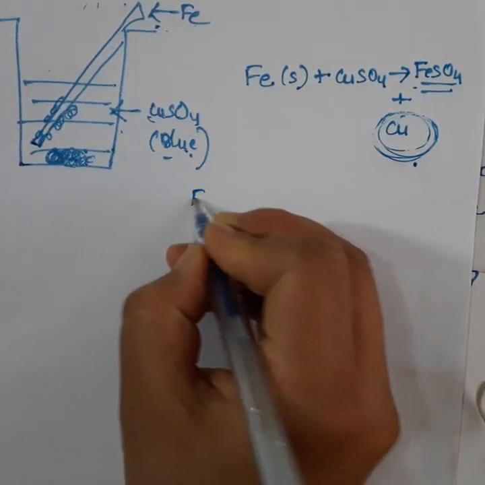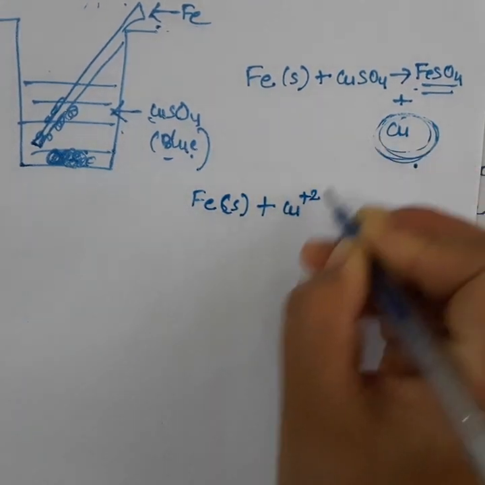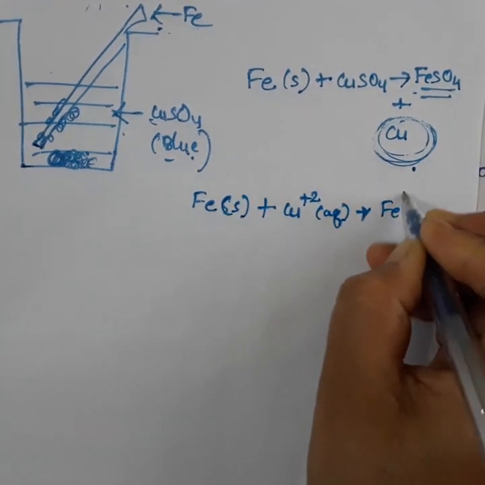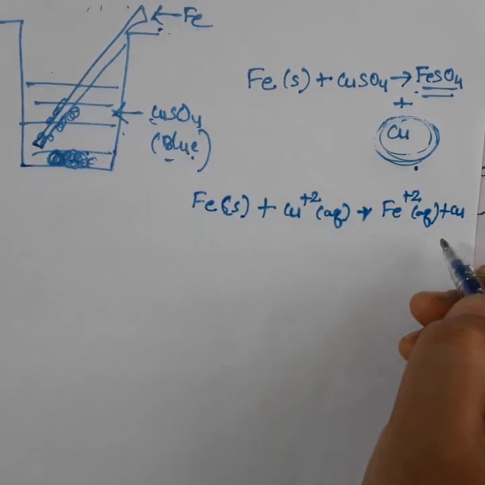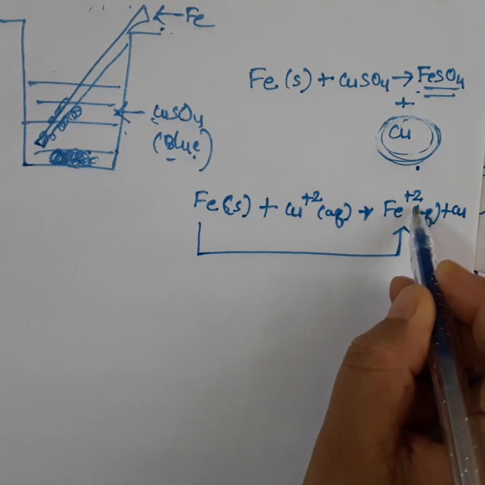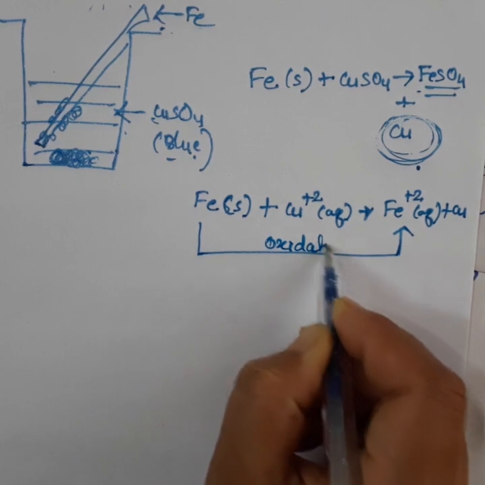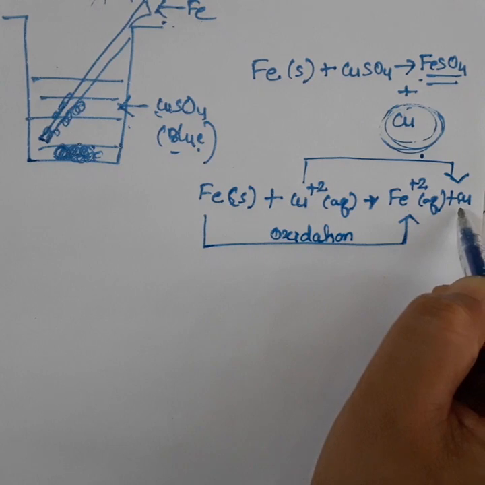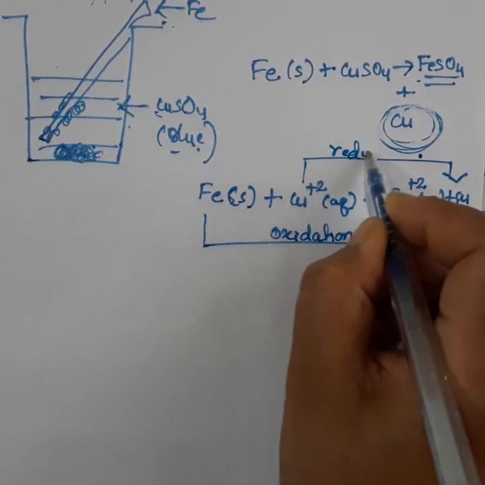Now the ionic form of the same reaction can be written as, you will get copper ion from copper sulfate solution and ferrous ion from ferrous sulfate solution. Now what is happening here? Iron is getting converted to ferrous ion after losing 2 electrons, so the reaction is oxidation, and your copper ion is getting converted to copper after gaining 2 electrons, so the reaction is reduction.